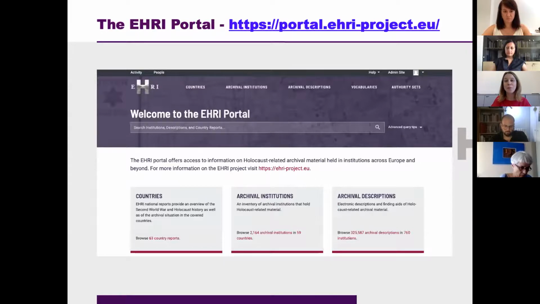little homepage, and this is where you can see how we work and how the data, the metadata, come into this ERI portal. You can see that we are working in 63 different countries already, with more than 2,000 archival institutions, and that we have way over 300,000 top-level descriptions.